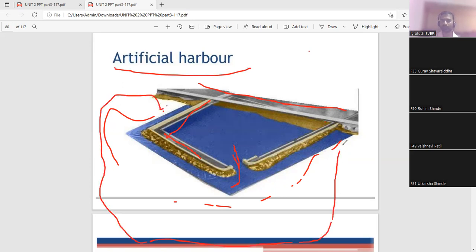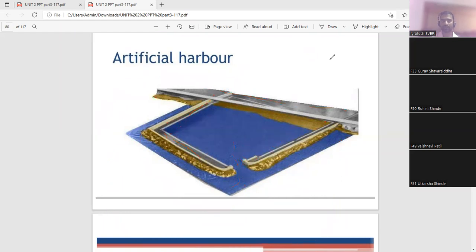Here, this is water. Here it is full of water. In this case, the ship will come and enter through this opening, and they will take shelter here. So this is an artificial harbor.